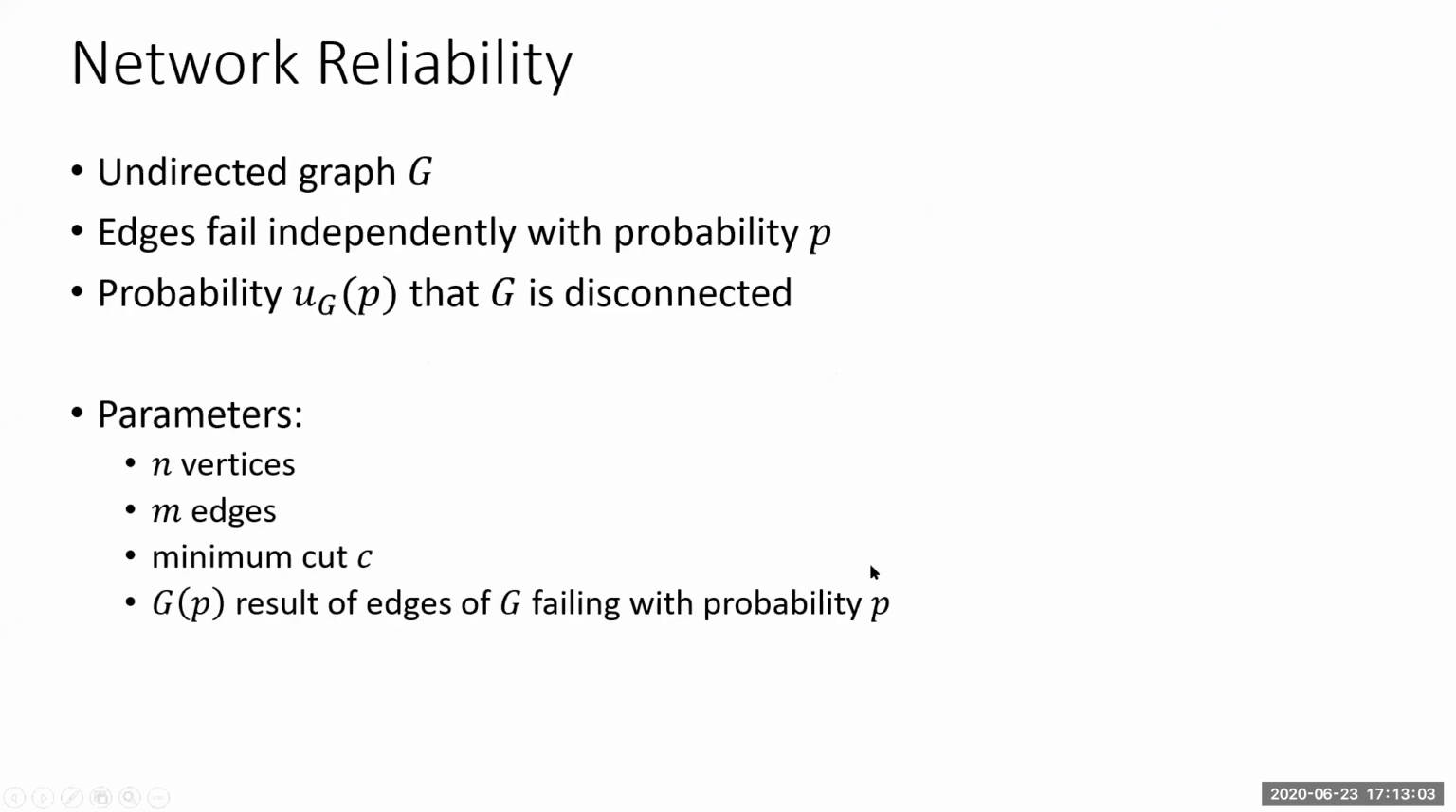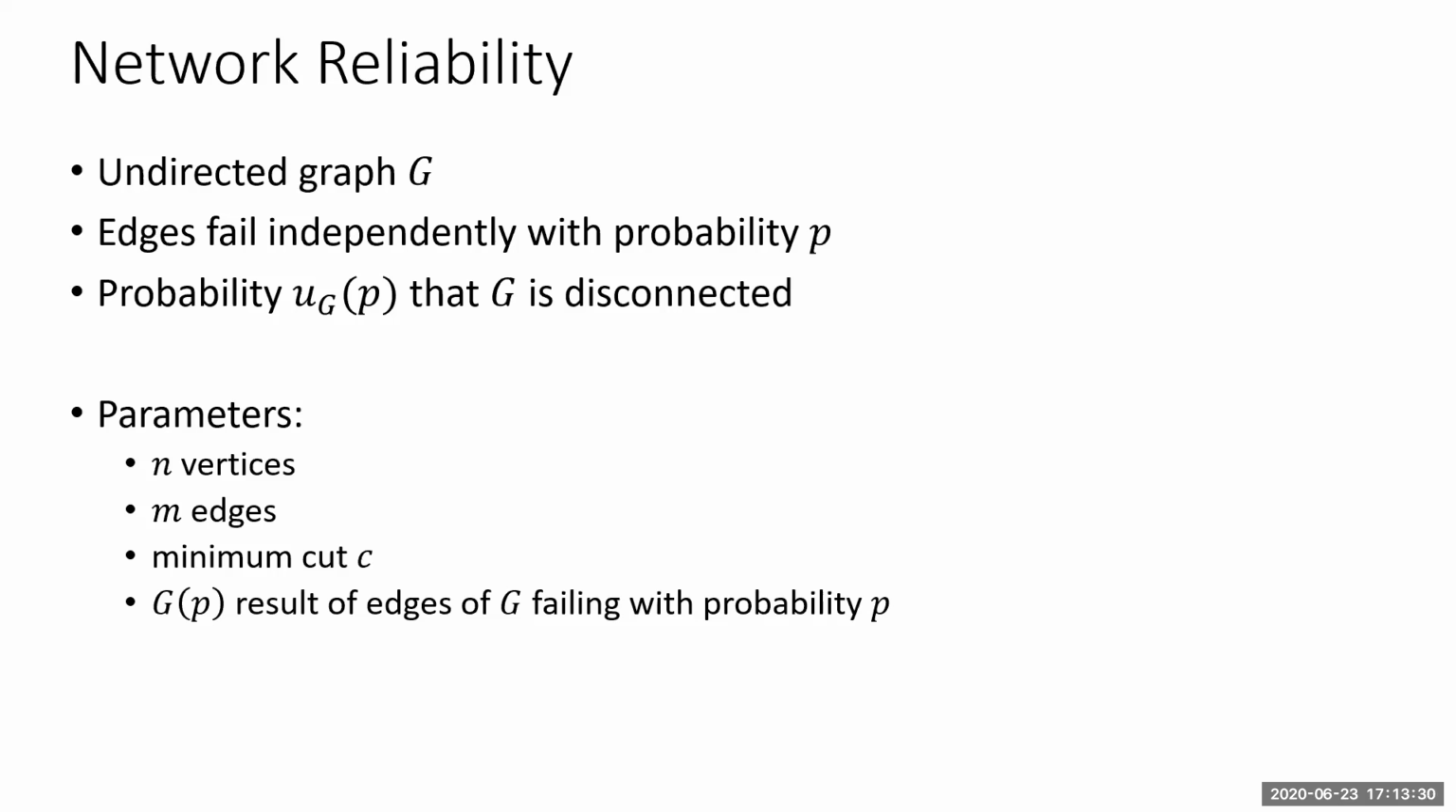So the problem I'm going to be talking about is the network reliability problem, where you're given an undirected graph. You posit that the edges of that graph fail independently with some probability p, and you want to estimate the probability that the graph becomes disconnected. Of course, disconnection occurs precisely when all of the edges of some cut of the graph fail. I'll be using the usual parameters m and n for the number of edges and vertices, and c for the minimum cut.